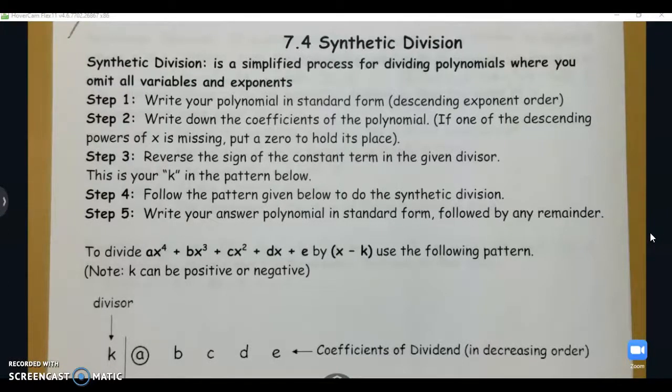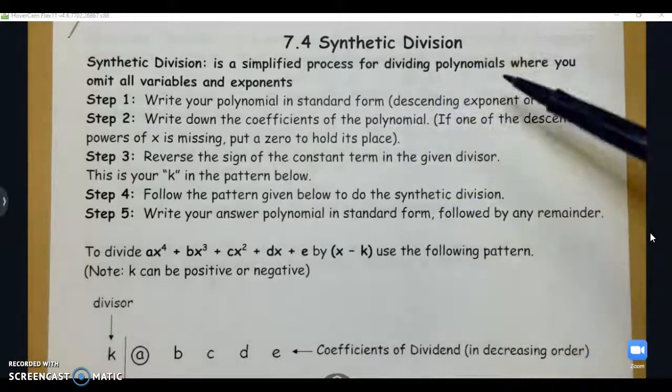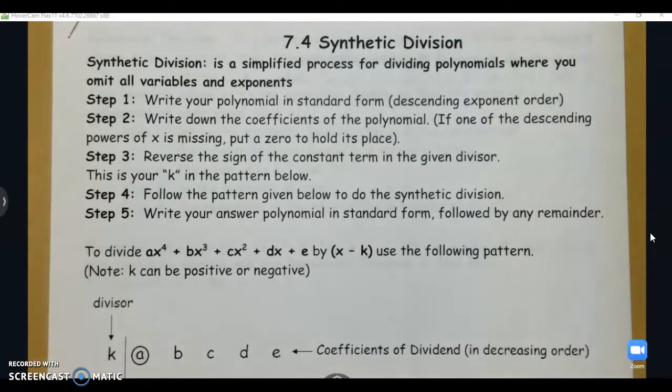Today we are doing synthetic division, which is a simplified process of the long division that we have already learned. So we are going to be following the same steps, but what we're going to be looking at here are just the coefficients of our dividend and our divisor. So again, we are going to be writing in standard form, descending order. If we have powers that are not there, we're going to put a 0 placeholder there.